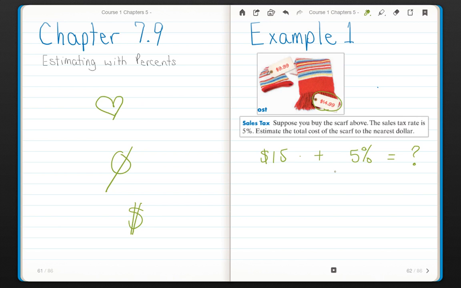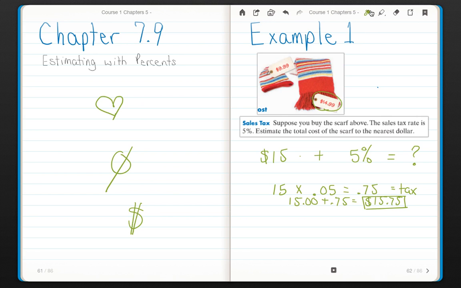Well, there are a couple of options. The first option is to multiply 15 times 0.05, which equals 75 cents. This represents your tax, how much you have to pay. So $15 plus 75 cents equals $15.75. So that's what you would have to pay for the scarf as well as the tax.